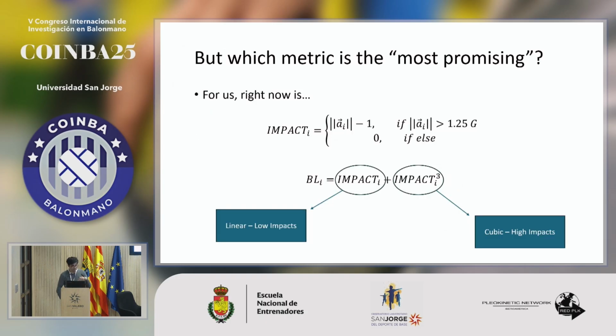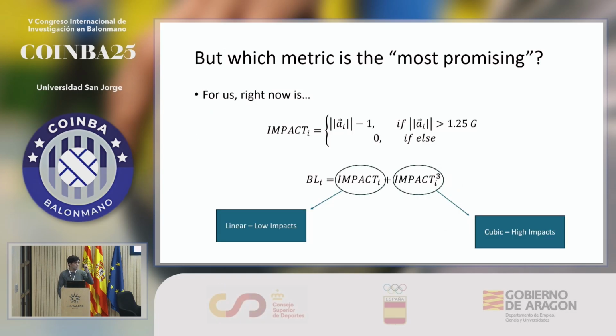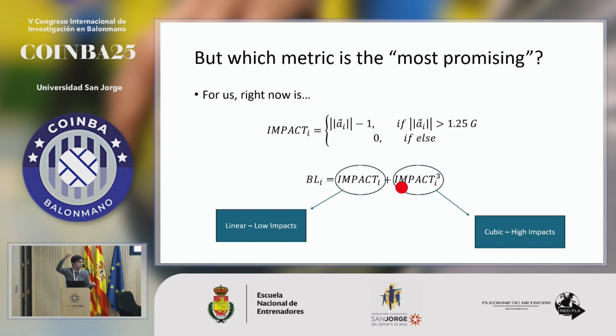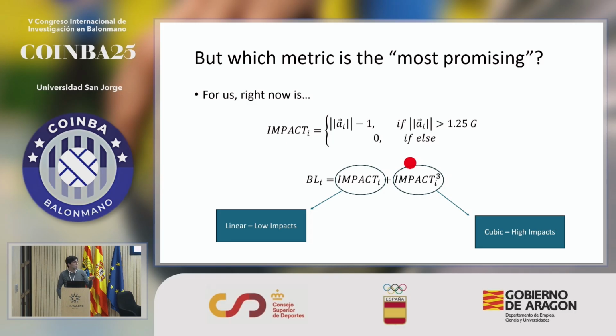Because we believe that right now the body load is the most promising one, even though its origin is kind of obscure. We believe that it is the most promising because it has two terms. One that evaluates the low impacts. This is a linear term. It measures the linear impacts. And then a cubic term that raises the impacts to their cube. That is for high impacts. And this is the metric that I will be using in the following presentation.